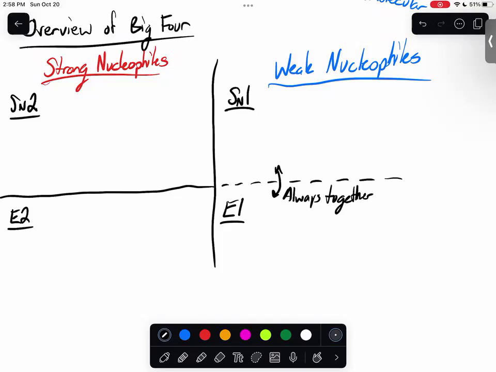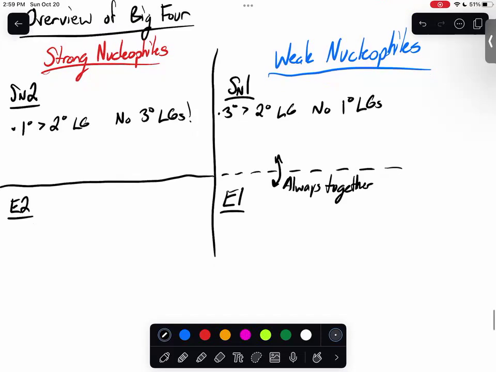Okay, so looking at what favors each of these. For SN2, let's think about where the leaving group is going to sit on this. SN2 loves primary leaving groups. It's okay with secondary leaving groups. But essentially, we can't have any tertiary leaving groups, right? That is the big thing about SN2: if you have a tertiary leaving group, it just can't happen. The opposite's true for SN1 and E1, right? They are happy with tertiary or secondary leaving groups, but no primary leaving groups. All right. So that's the same for both of them.